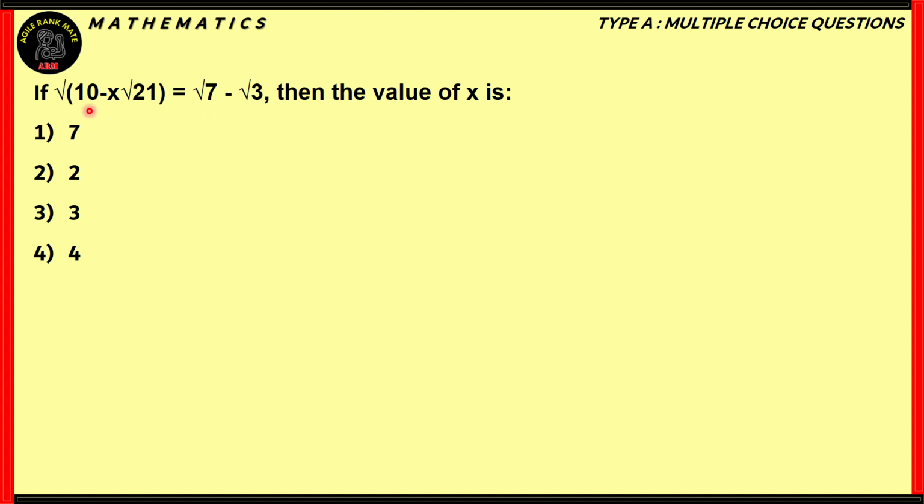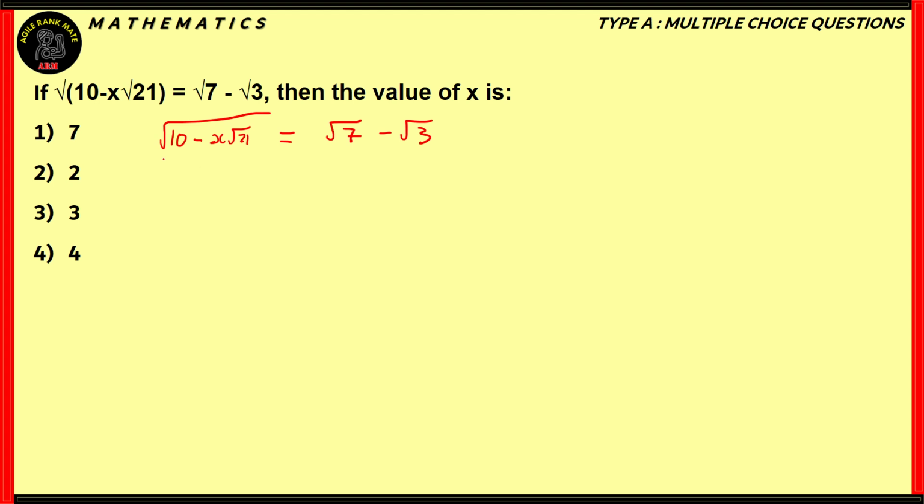If under root of 10 minus x root 21 is equal to under root of 7 minus under root of 3, then the value of x is 7, 2, 3, or 4. So let's rewrite the equation, basically write the equation again just to make it clearer. So 10 minus x root 21 comes under a larger root on the left-hand side. On the right-hand side, you have root 7 minus root 3.